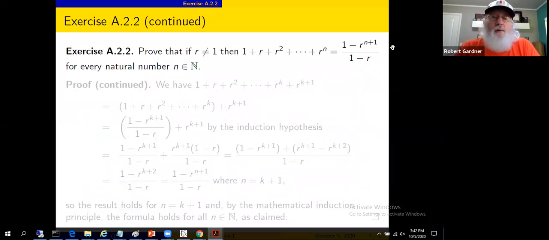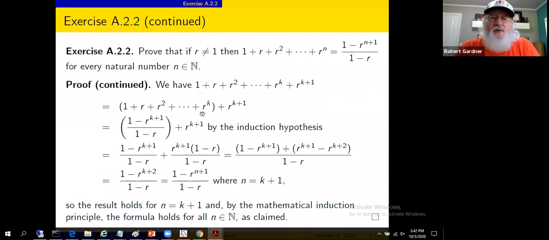Okay, so we left off with this summation here. We had assumed that the sum from 1 through r to the k was given by the formula when n equals k. This is exactly what we had on the previous slide. Add the next term. There's the use of the induction hypothesis. Let's get a common denominator, which will be 1 minus r. So let's take this, multiply by 1 minus r over 1 minus r, giving us a common denominator. Add the numerators, 1 minus r to the k plus 1. There you go.